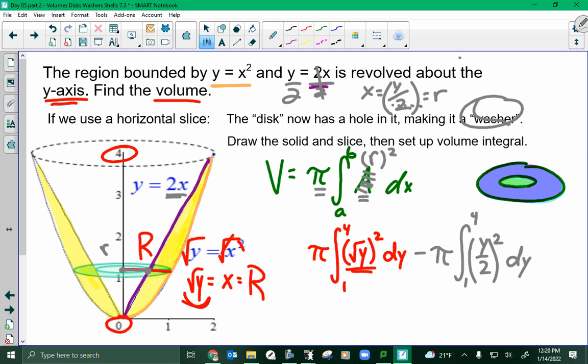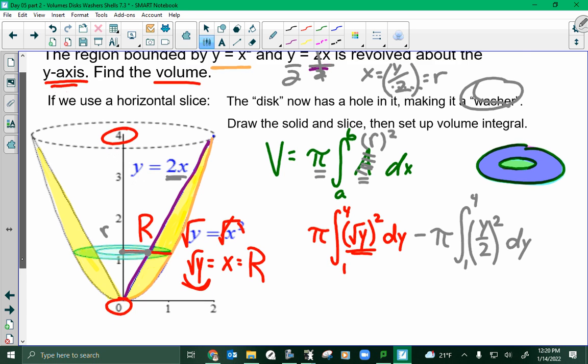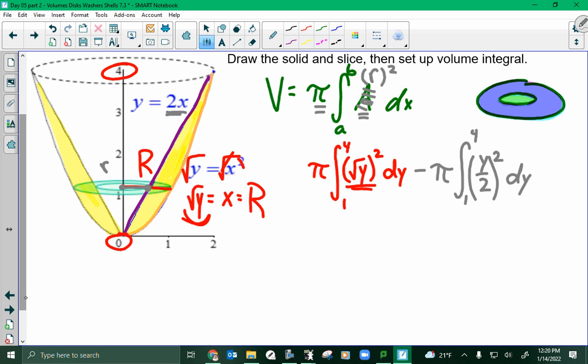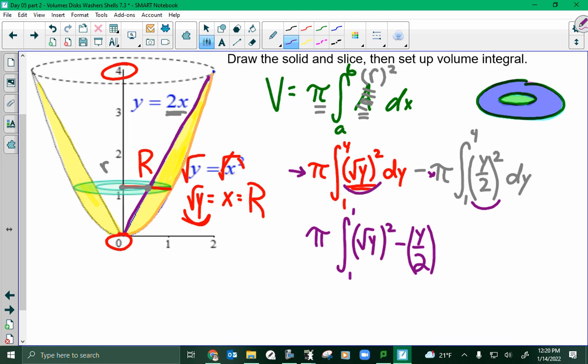Now, I could do it like this. Okay, I could do 2 separate integrations, but let's just do 1 integration, okay? If I factor out, and this is where the magic happens, kids, if I factor out my pi, and I multiply that by the integration from 1 to 4 of this, minus this, I get the same thing, right? Because when I integrate, I still just go down the line.